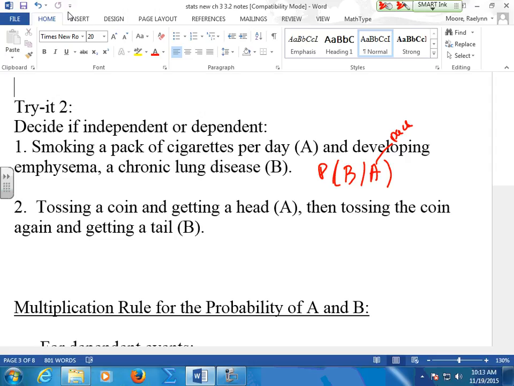Tossing a coin and getting a heads, then tossing the coin again and getting a tails. Independent or dependent? Independent. Coin tosses are independent of each other. Their probability is always the same. In fact, you're going to see that your probability of getting 3 tails, 3 heads, or 2 tails and a head are all the same because the probability is always 1/2.